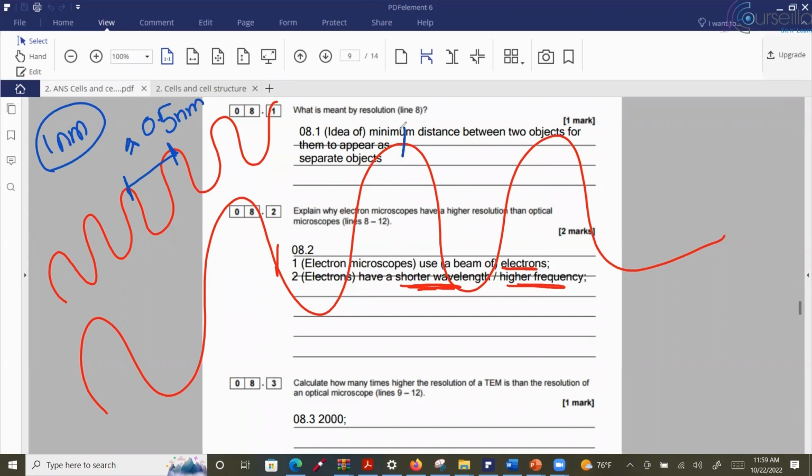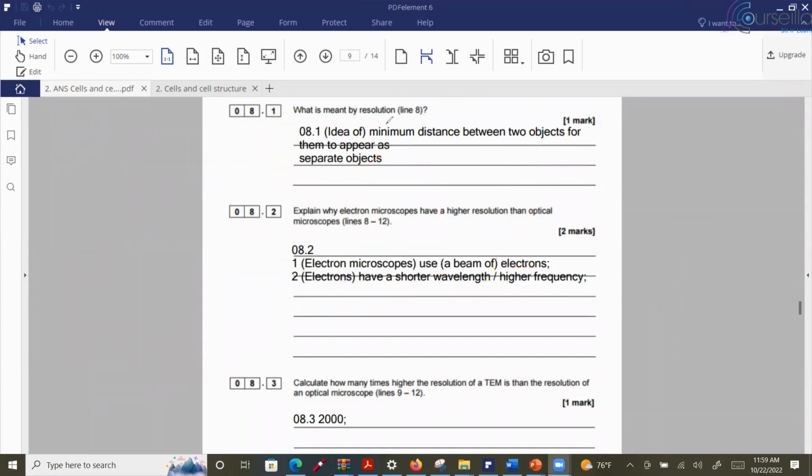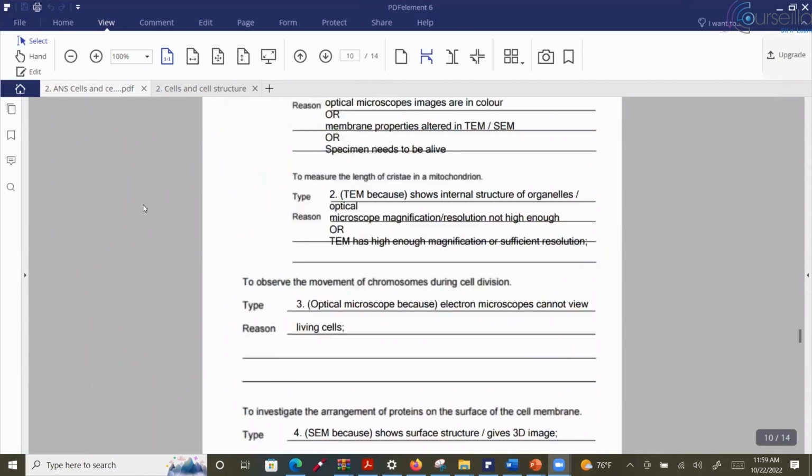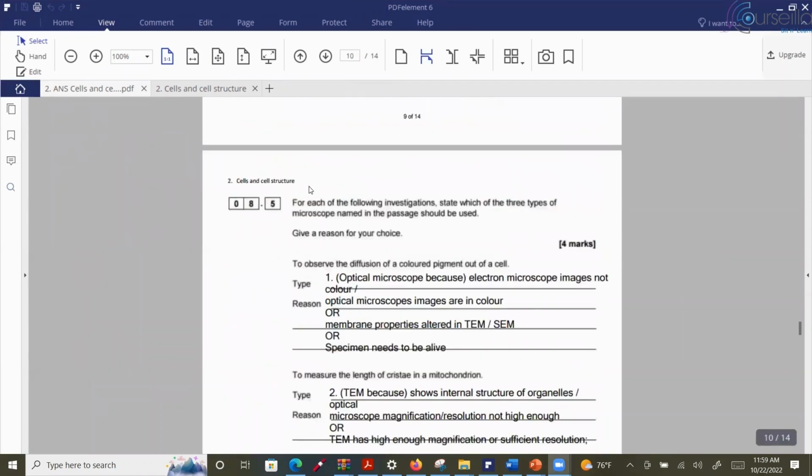What is the wavelength in a light beam? 400. And half of that? 200. So the resolution of a light microscope is 200 nanometers. Okay? So your syllabus is easy and your exams are easy, but nothing goes without hard work. You need to study a little bit and it's easy to score a very good grade in Oxford.